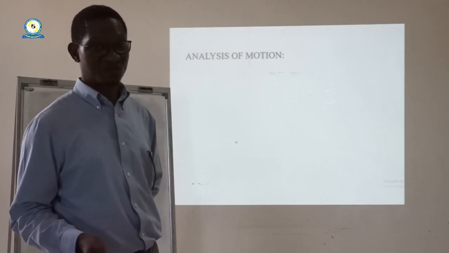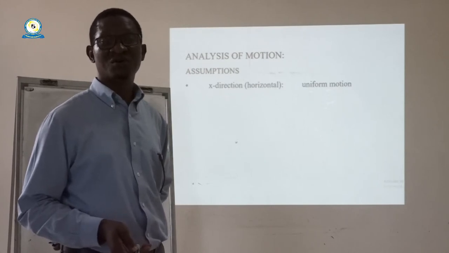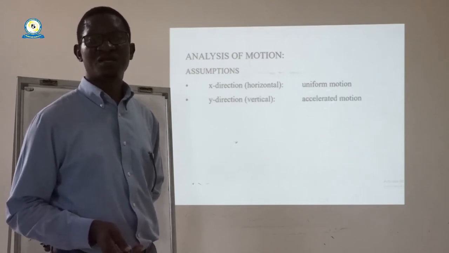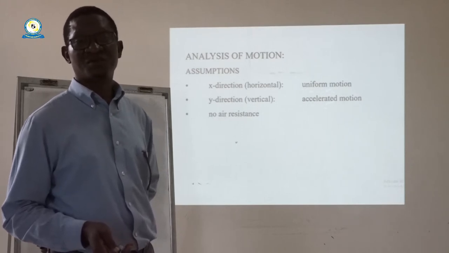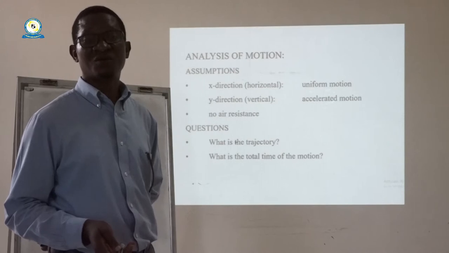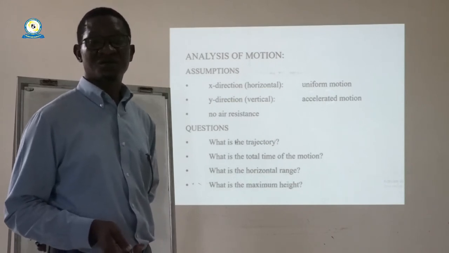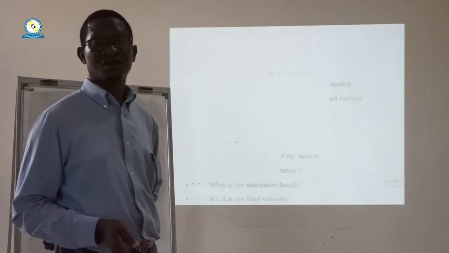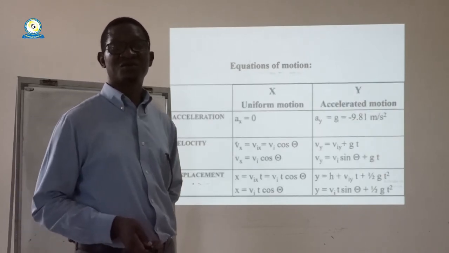Analysis of motion in this part 2. Part 1 we remember it, but in part 2, analysis of motion assumptions is as we did before. So x direction, horizontal motion, it means uniform motion. y direction, vertical acceleration, accelerated motion, no air resistance as before. Questions: you find the questions, what is the trajectory as before, what is the total time of the motion or time of flight, what is the horizontal range, what is the maximum height, what is the final velocity. The questions of motion in this part also.